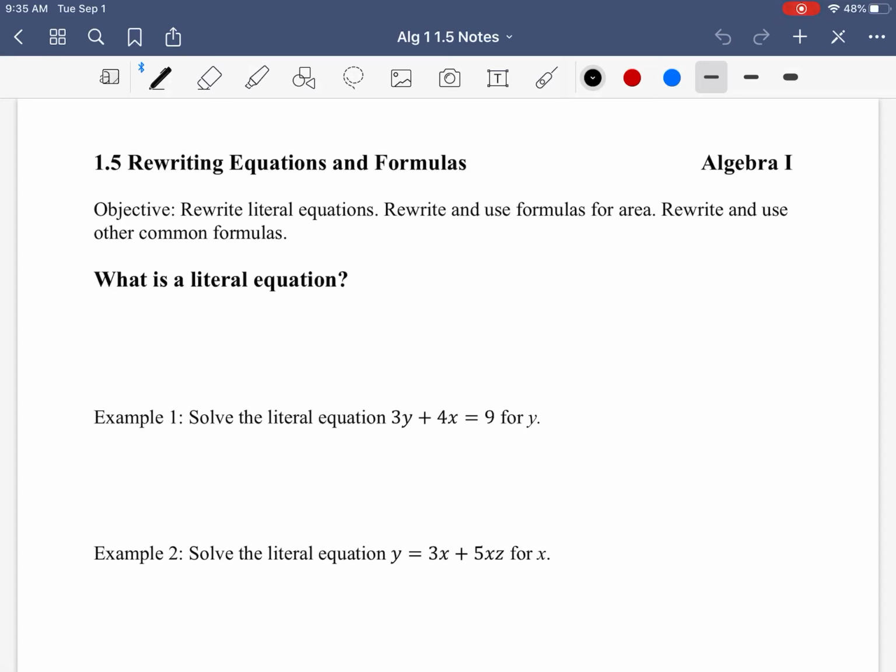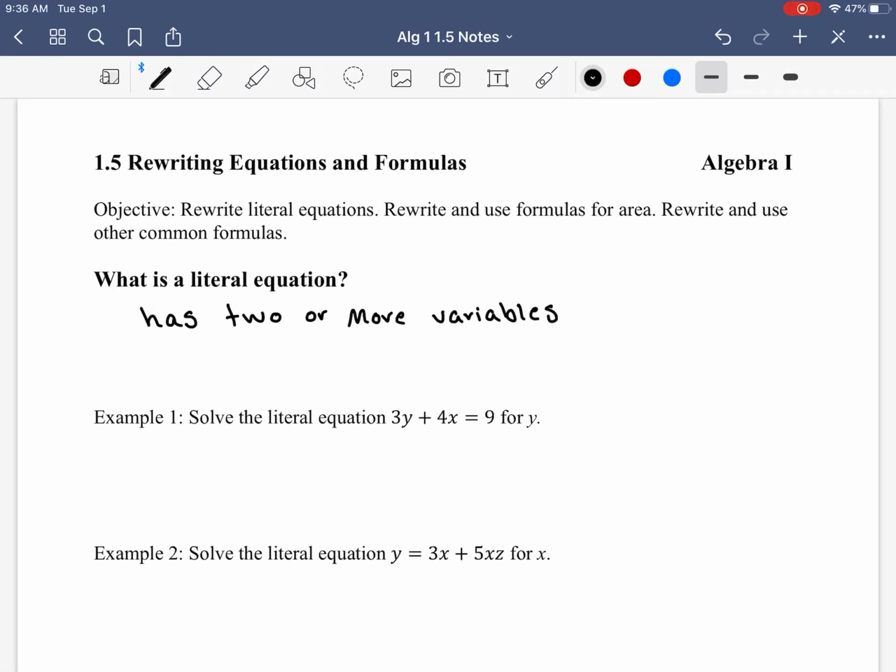What is a literal equation? A literal equation is an equation that has two or more variables. Okay. So in our previous sections, we've only dealt with one variable, an x, a y, an a, a b. Okay, but if we have an equation with two or more in there, that's what we call a literal equation.